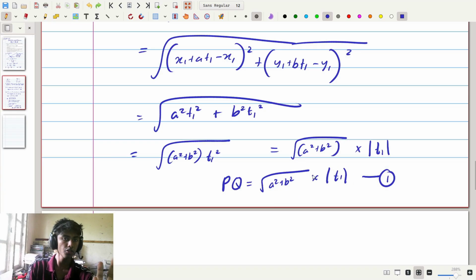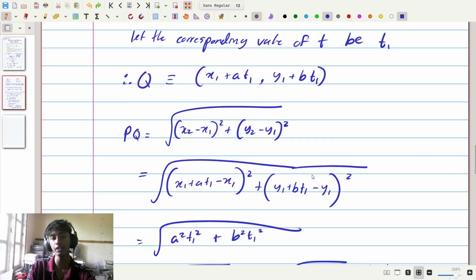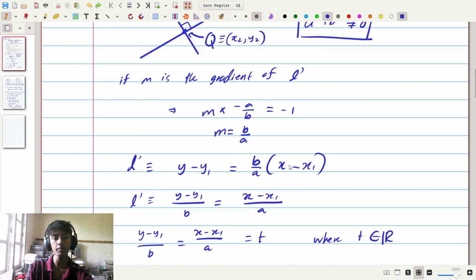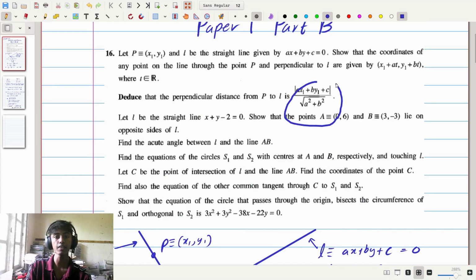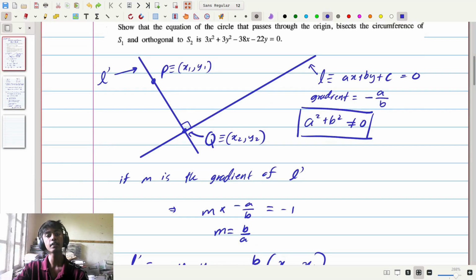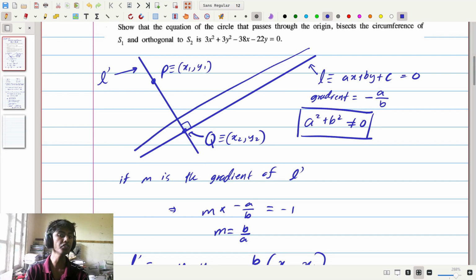So for this we need to find the value of t1 from somewhere else and then use that in order to substitute and simplify to get the answer given in the question. Now for this, we need to use the other special property of the point Q. We already used the fact that Q is on the line L dash. What we need to use now is the fact that Q is also on the line L. Now since Q is on the line L, it must satisfy the equation AX plus BY plus C equals 0.